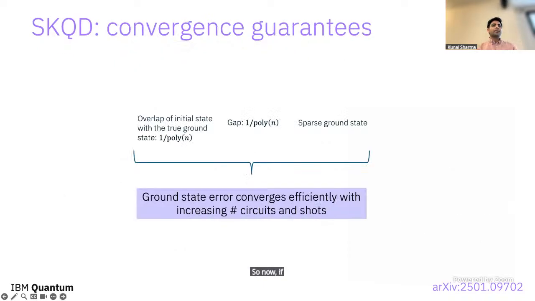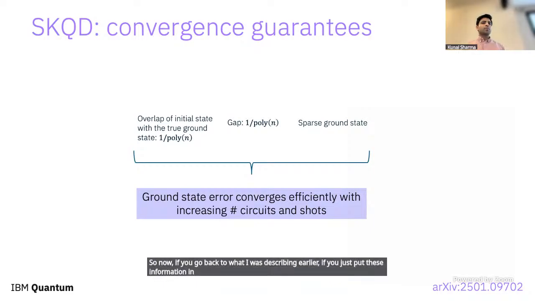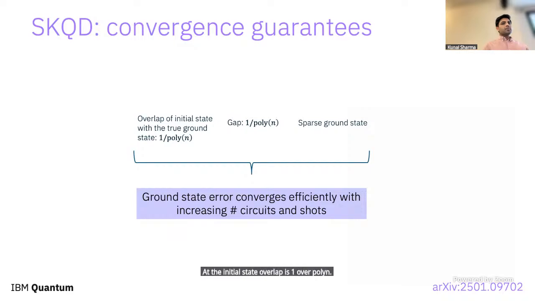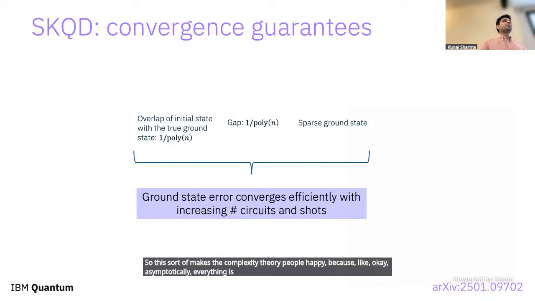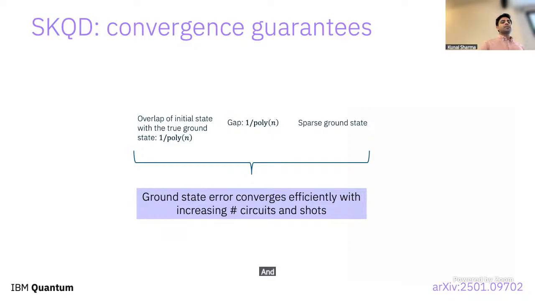So now if you go back to what I was describing earlier, if you just put this information into that formula, that the initial state overlap is 1 over poly n, the gap is also not too small, and the ground state is sparse, then you will find that the number of experiments that you need is only polynomial in the number of qubits. So this makes the complexity theory people happy because asymptotically everything is polynomial and this algorithm can scale.